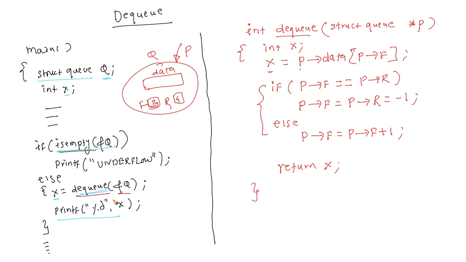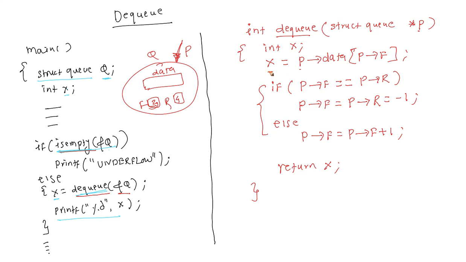I'm calling dq, right, by passing the address, memory address of this queue. So this memory address will be stored in this pointer p. That means p is pointing to this, right? And if I want to access the contents of this structure by using this pointer, I should use the arrow operator. So I'll retrieve an element from the f location in this data array, right? And I'll store it in x.